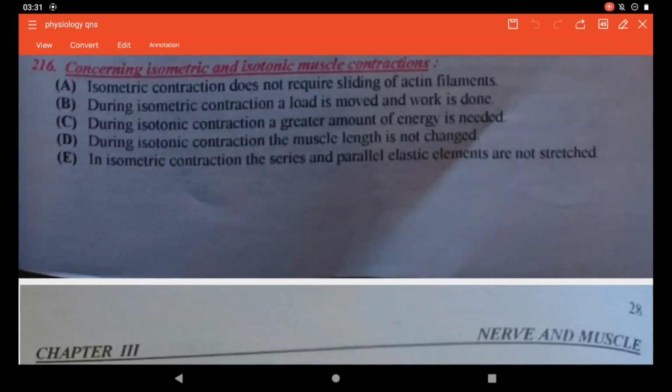We are continuing MCQ questions about muscle physiology.